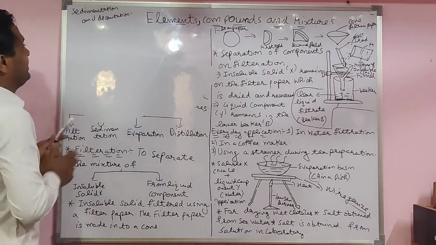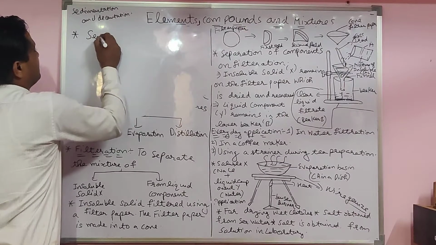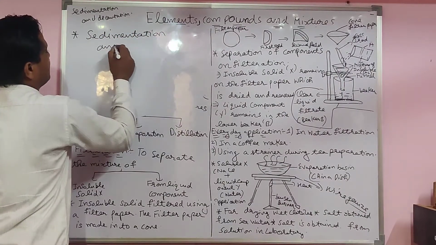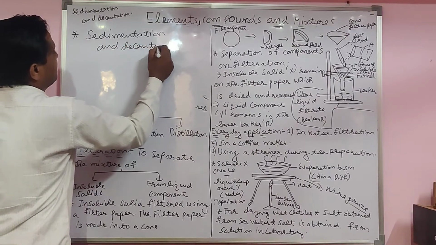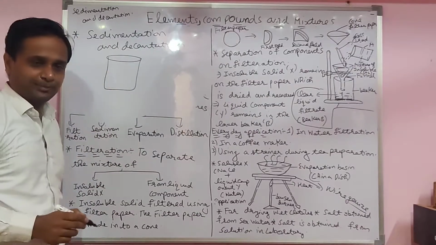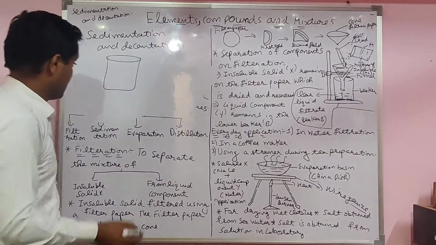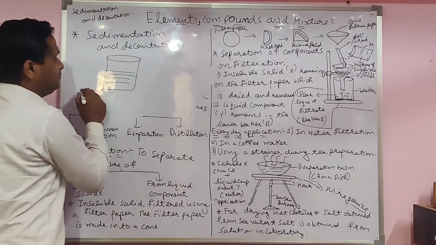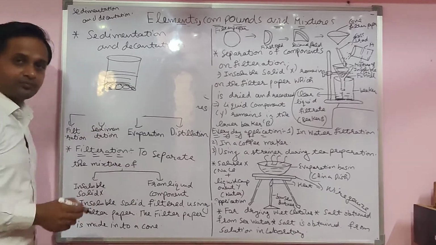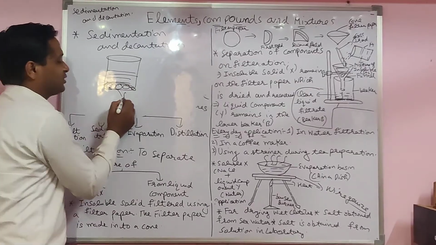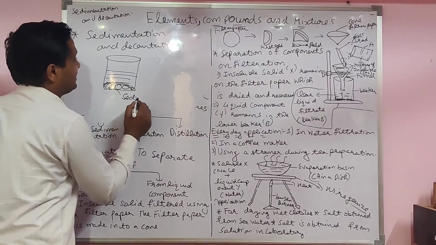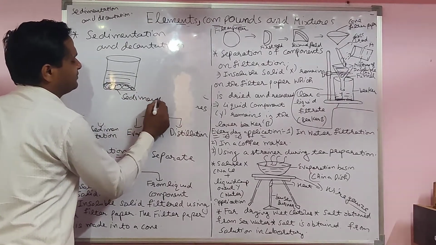Sedimentation and decantation. What does it mean? This is used for insoluble substances, for example sand in water. When you put sand in water, after some time in the beaker the sand comes down. That downward process, in which particles come down due to gravity, is called sediment.